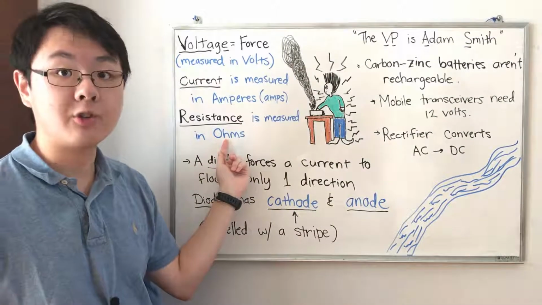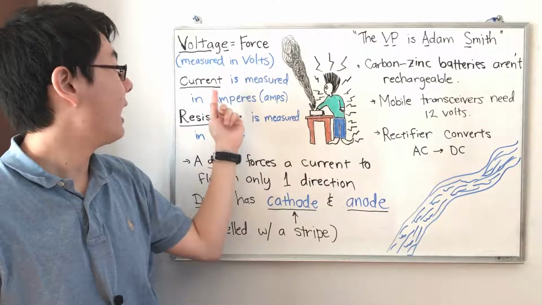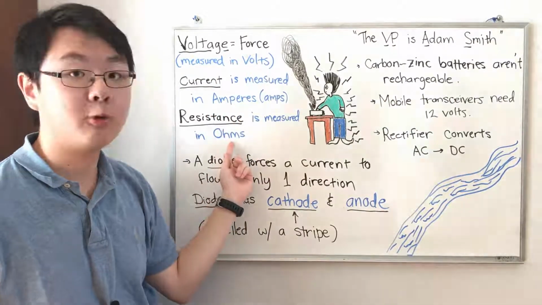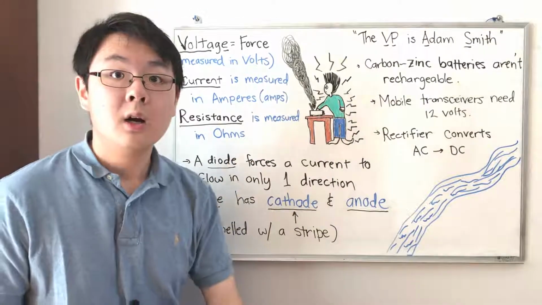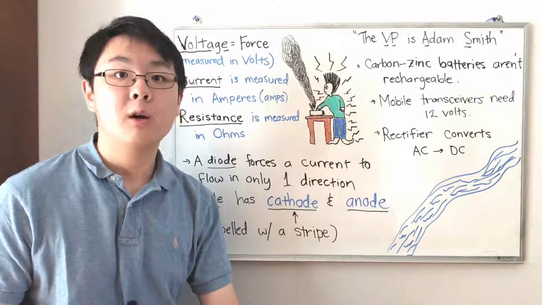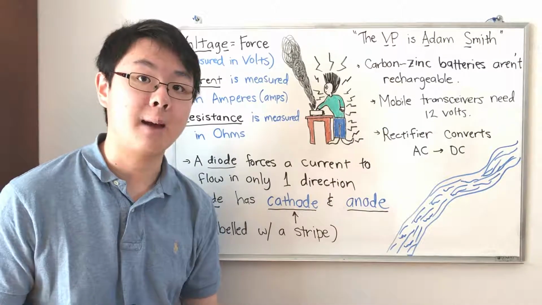And to measure resistance in a circuit, we use an ohm meter. Just like we use a voltmeter here, and actually we use an ammeter to measure current. Resistance is in ohms, we use an ohm meter. So how exactly do we measure voltage and current though? Voltage is measured in volts, and current is measured in amps, as I said.